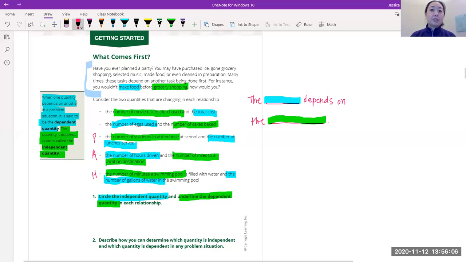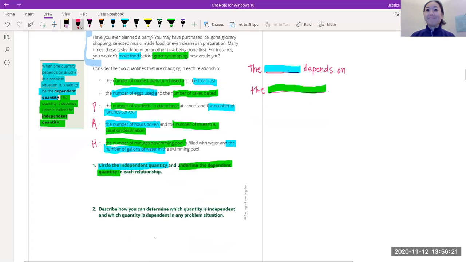I know it says circle and underline, but for me colors work a lot better. I'm more visual, so colors work better for me instead of circling and underlining. But when you get your book, if you want to circle and underline, go for it. That's totally fine. Or this is a good chance to use your highlighter, right?